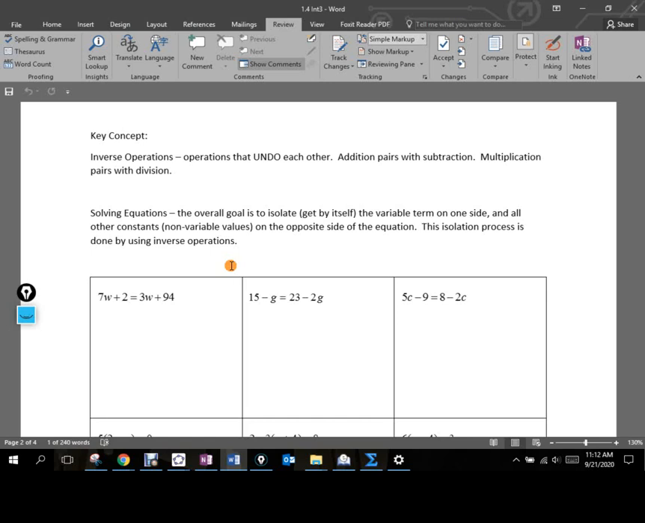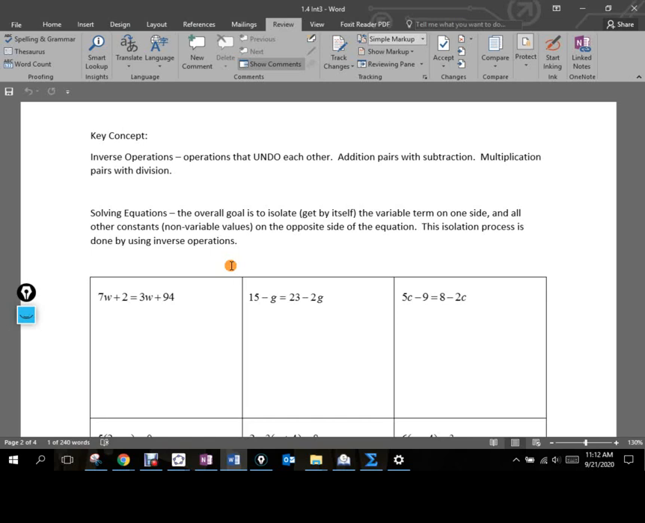Okay, solving equations. Overall goal, like I said, is to isolate the variable on one side and get all your other terms to the other side. Okay, and the other terms should all be constants. What's a constant? Stays the same. Numbers that do not change. So we get our variable terms on one side, things that can change or do change, and our constants on the other side, and that's going to allow us to eventually solve the equation.